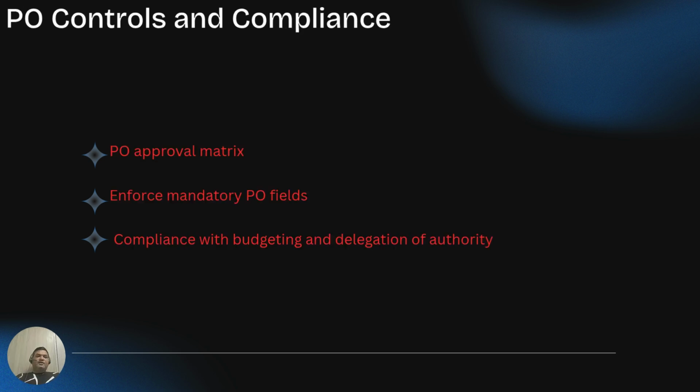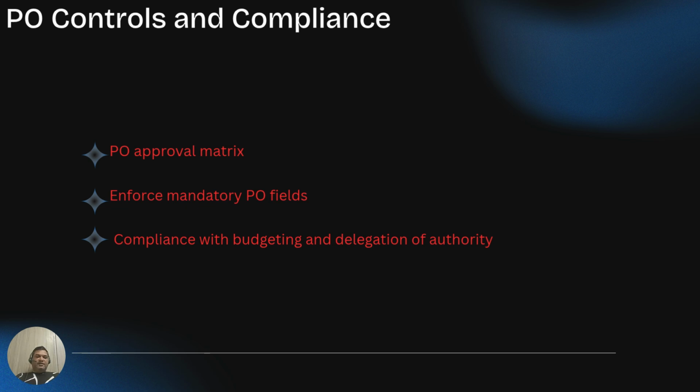Now let's look at what are the PO controls and compliance, which is a very important part of the PO process. The first one is PO approval matrix, which means every PO which is available has to go through an approval matrix. For example, for a PO for less than $10,000, it requires a level approval by a senior manager. If the PO value is greater than 10,000, it also needs additional approvals. Every organization has multiple layers of approval processes depending on the value of the PO.